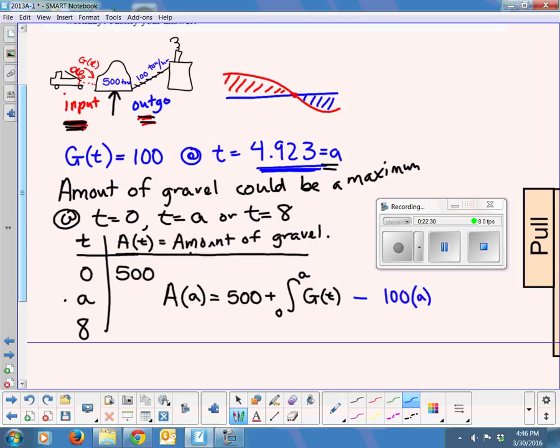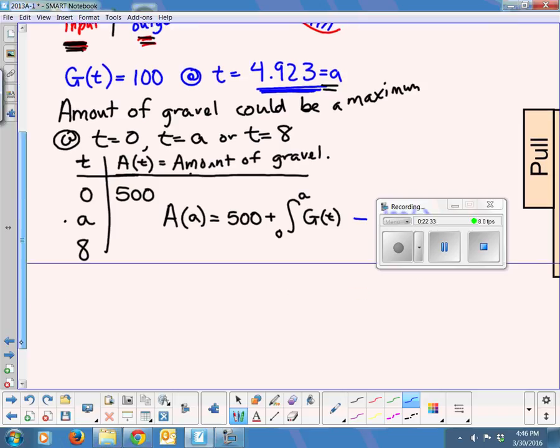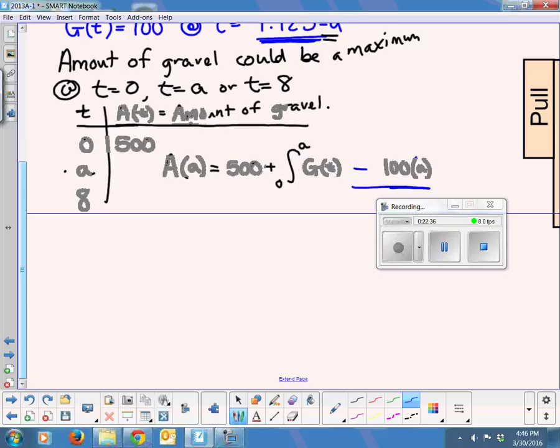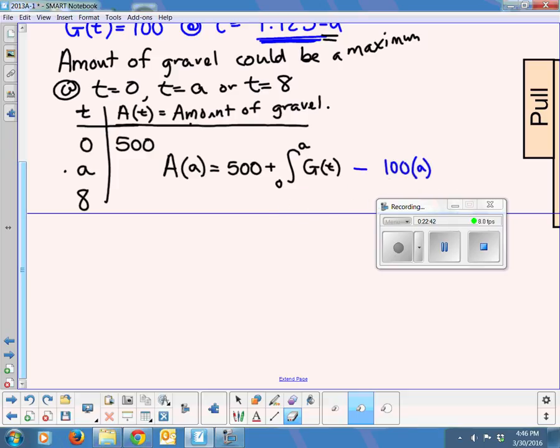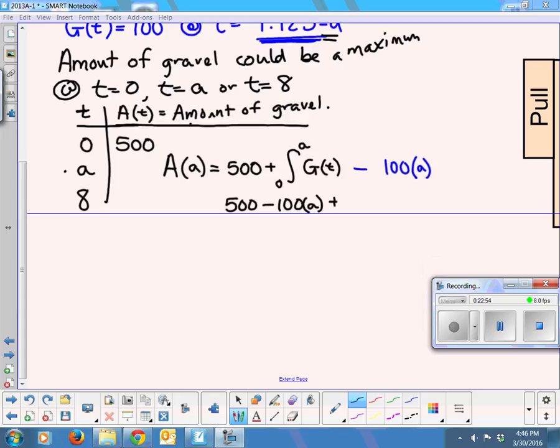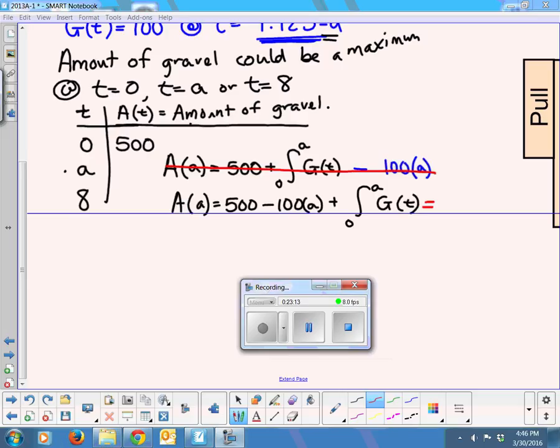and it has been a hours. And I can tell you that right off the bat, I kind of wish I had rearranged this, because this negative 100a at the end, it's not entirely clear whether it's part of the integral or not. And so I might even rewrite this and say it's actually 500 minus 100a, plus the integral from 0 to a of g of t. And I would probably just scratch that out if this were my AP exam, because I'd want to make it perfectly clear to them that I knew that was outside of the integral. And now it is a calculator exercise, so that's going to be fun.